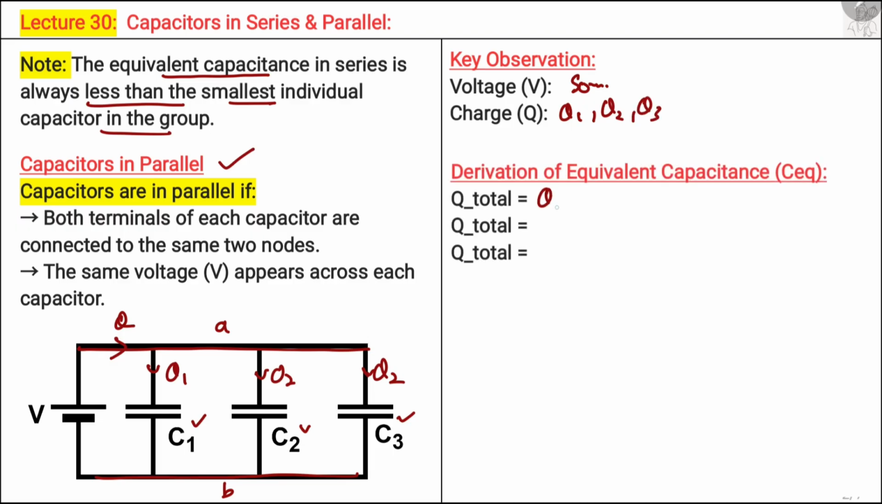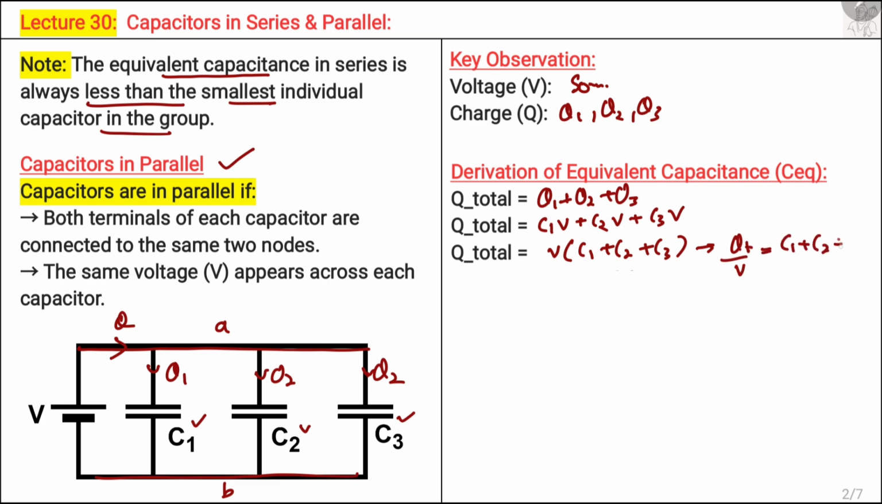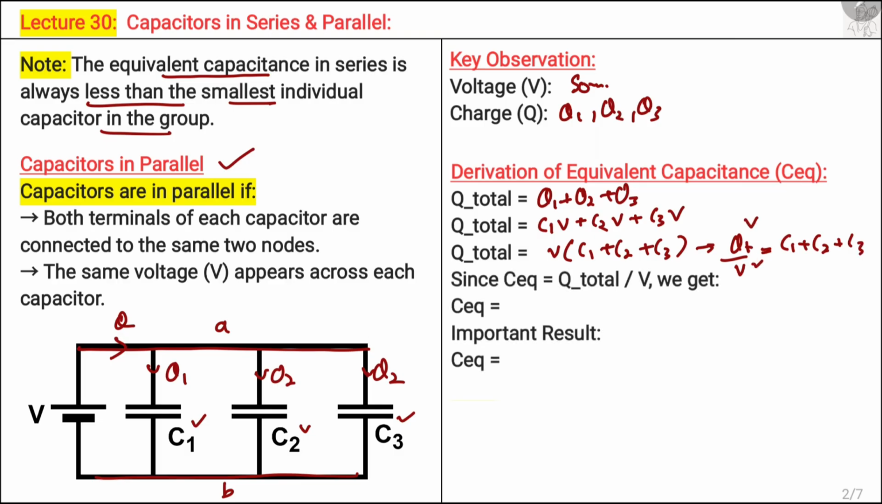The Q total will be equal to Q1 plus Q2 plus Q3. We know that the formula for Q is equal to CV. So Q total will be C1 into the voltage across this capacitance, that is V, plus C2 into the voltage across this capacitor, that is V, plus similarly C3 V. V comes out, so it becomes equal to C1 plus C2 plus C3. Rearranging this equation, we get Q total divided by V is equal to C1 plus C2 plus C3. Net Q divided by net voltage is equal to C equivalent. So C equivalent comes out to be C1 plus C2 plus C3.